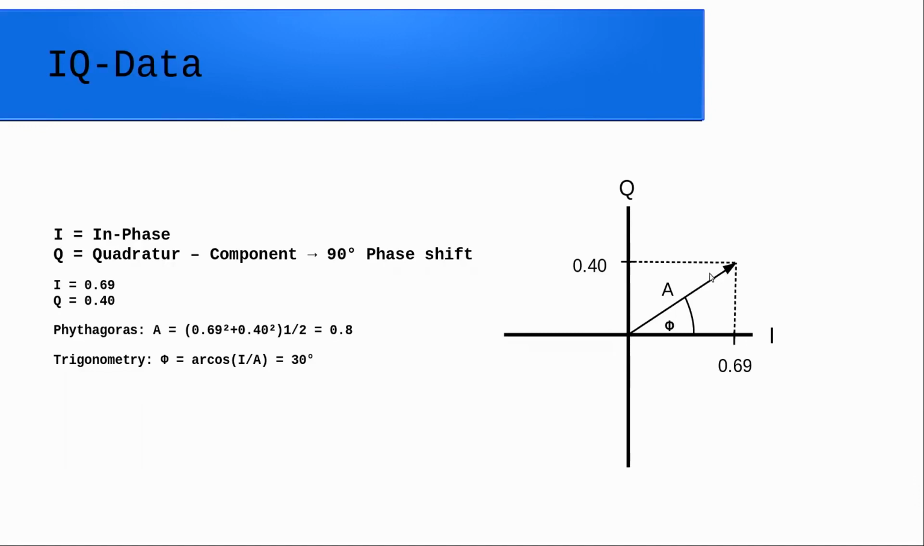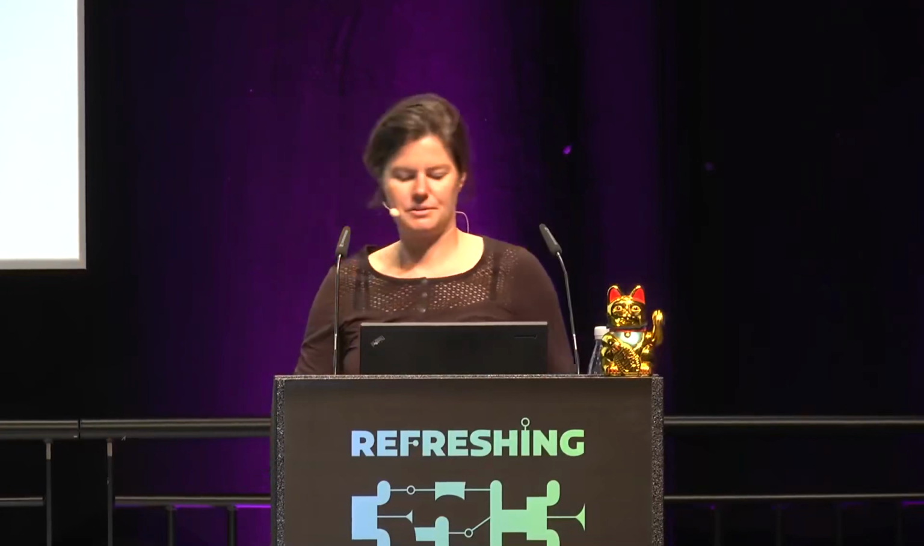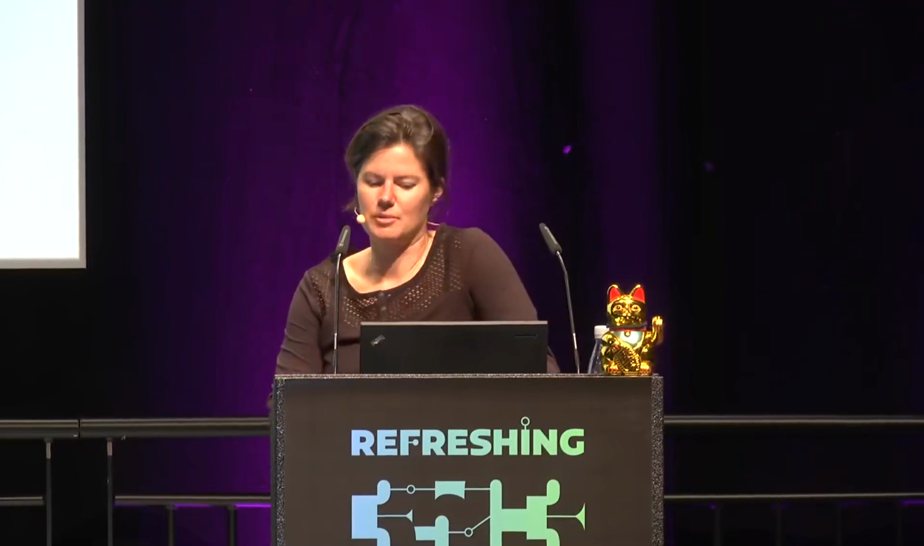We can use Pythagoras, for example, to get the amplitude of the resulting vector. We can do some trigonometry to get the angle. And actually, those two parameters, the angle and the amplitude, are the main parameters you can put information in.